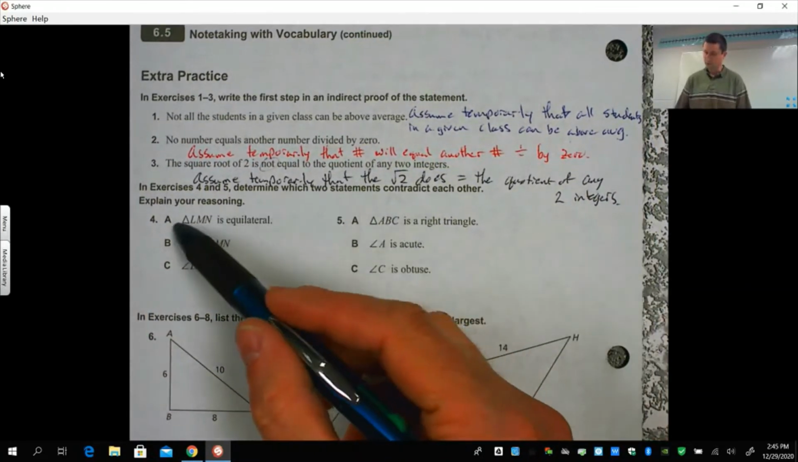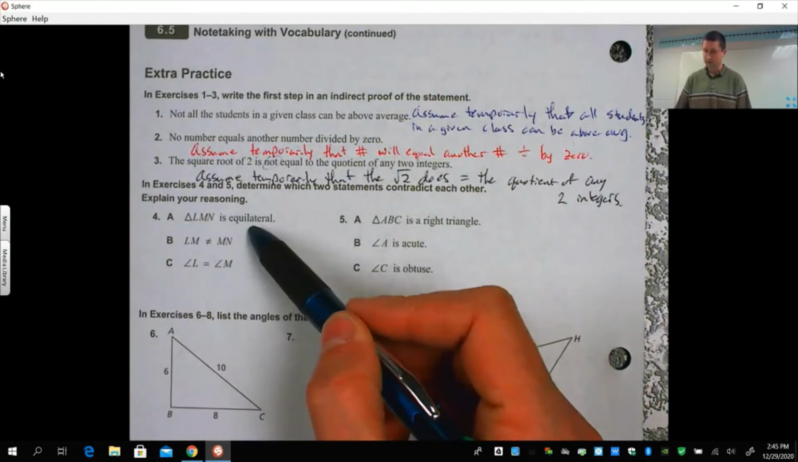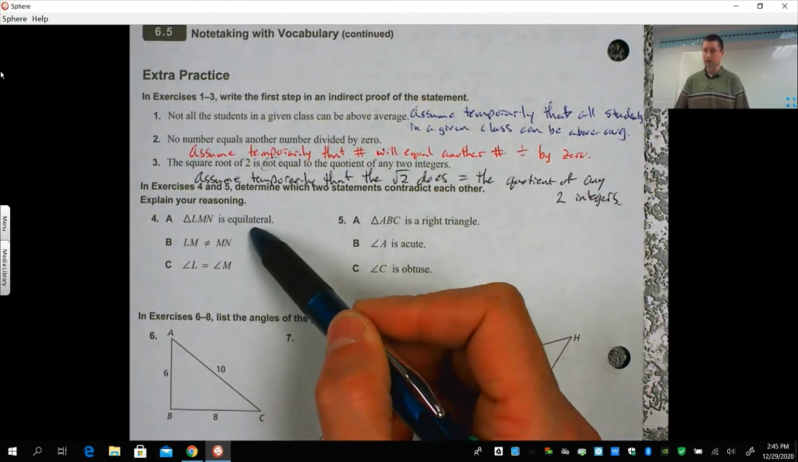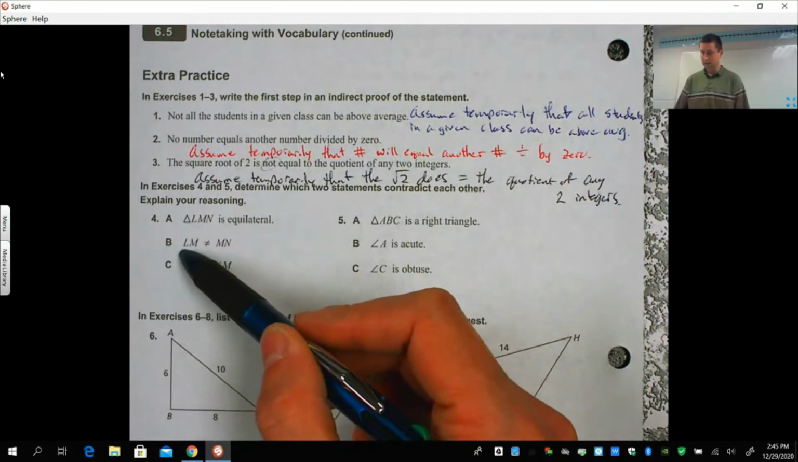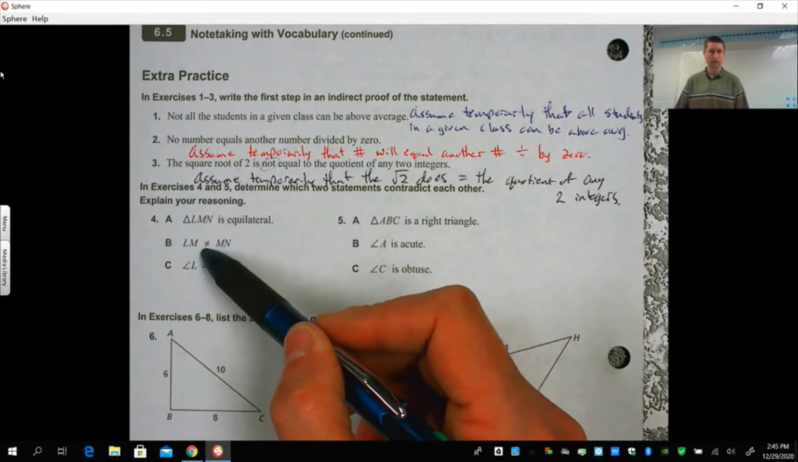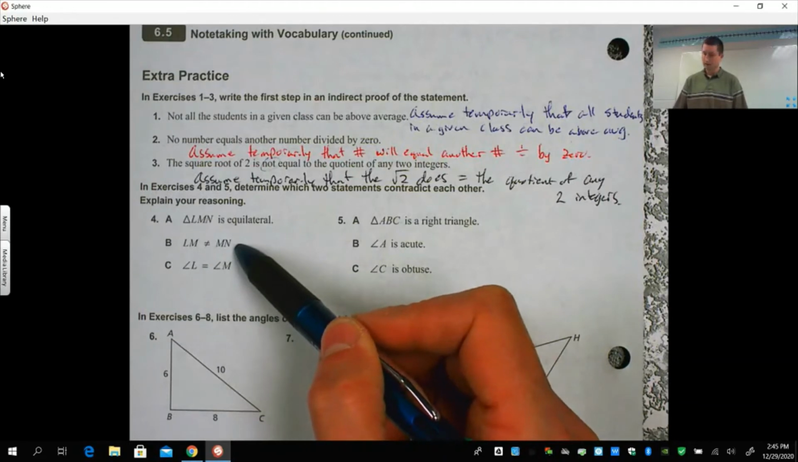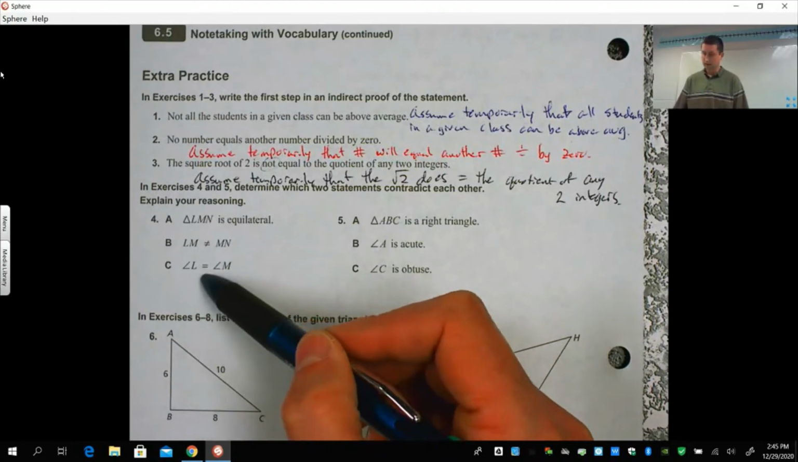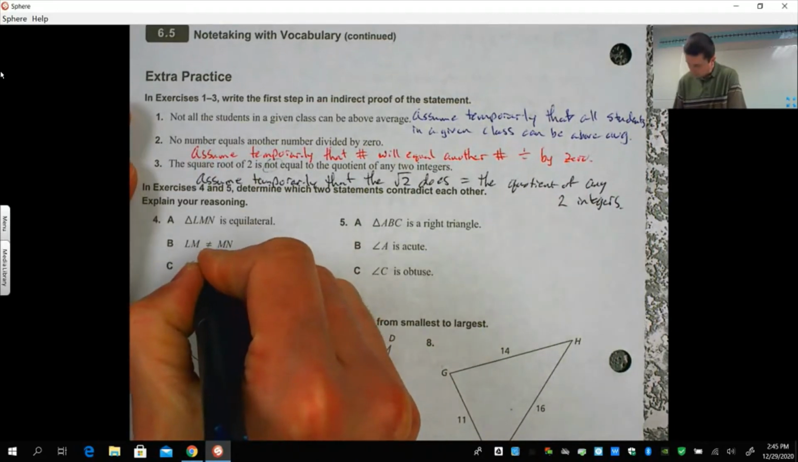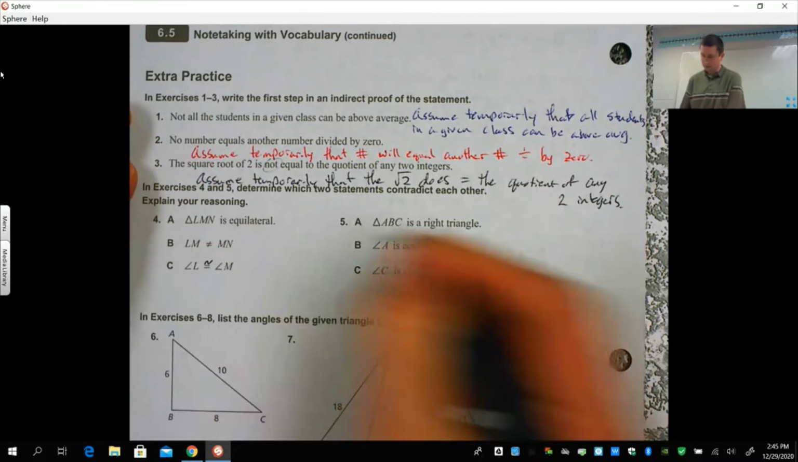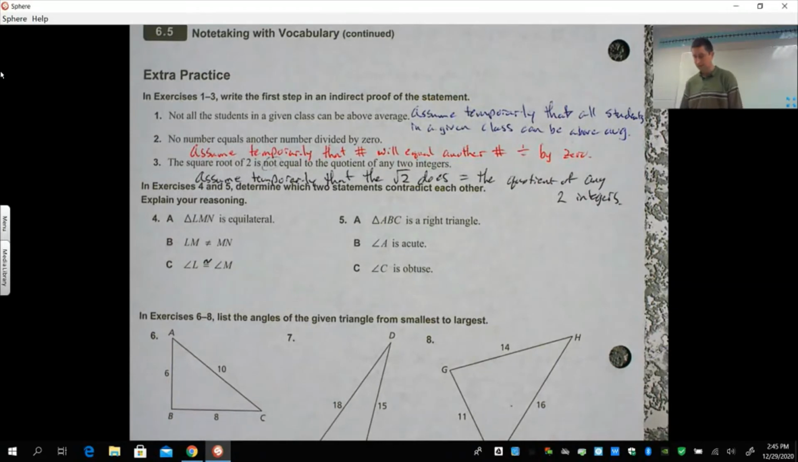So question 4, we have triangle LMN is equilateral. Think about what you know for equilateral triangles. Item B says the length from L to M is not equal to the length from M to N. And then C is angle L is equal. That is a typo there. They didn't say the measure of angle L. It says angle L should be congruent to angle M.